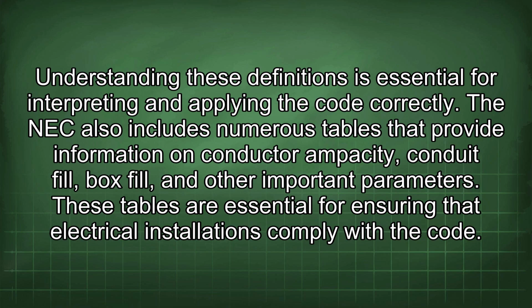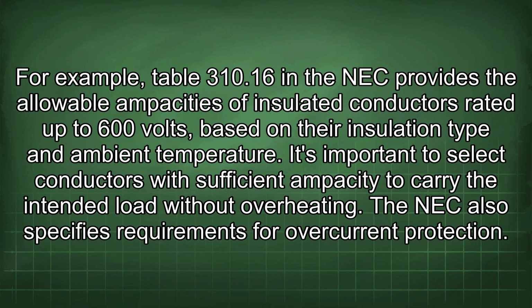The NEC also includes numerous tables that provide information on conductor ampacity, conduit fill, box fill, and other important parameters. These tables are essential for ensuring that electrical installations comply with the code. For example, Table 310.16 in the NEC provides the allowable ampacities of insulated conductors rated up to 600 volts, based on their insulation type and ambient temperature. It's important to select conductors with sufficient ampacity to carry the intended load without overheating.